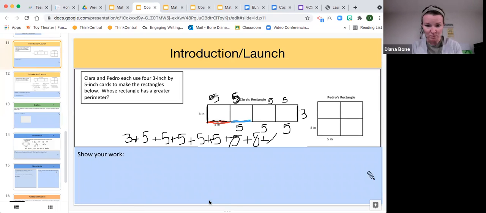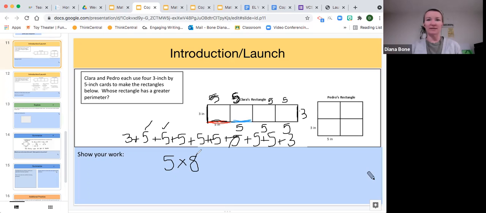My 5s are really not looking right, but I can try again. But really, the point is not to make my 5s look right. You know what the point is? To recognize, boys and girls, you don't need to do all this. You don't need to add all the time. When you see 5 repeating 8 times, all you have to do is 5 times 8.